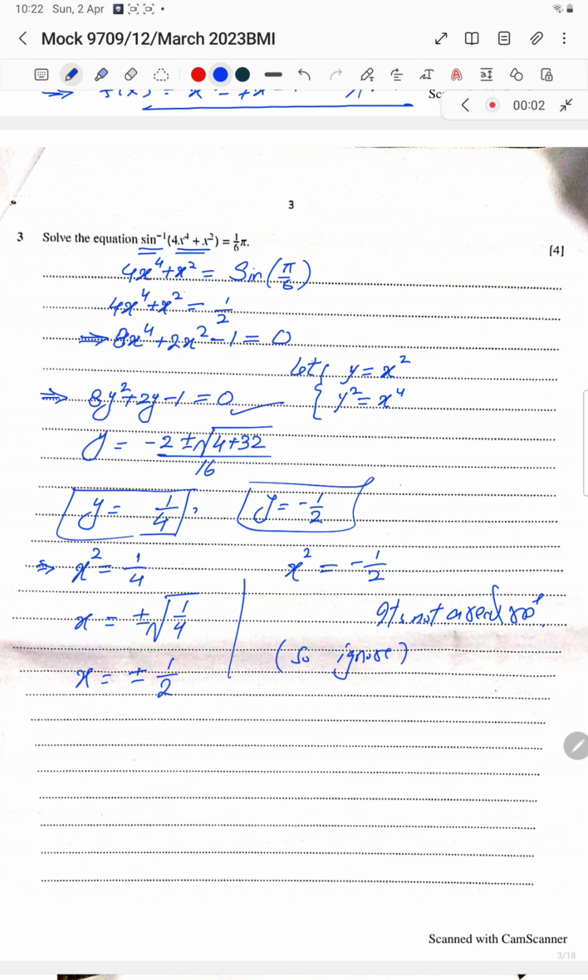Because you know the root of a negative number will always give you a complex number, and that is not a real root. So here we will ignore it. So our final answers are these. I hope it is clear. Let's proceed to question number 4.